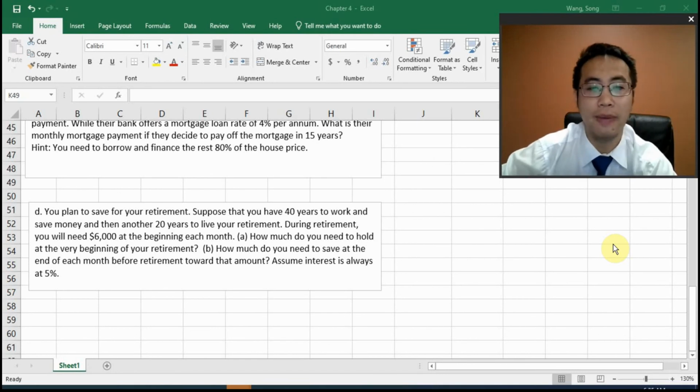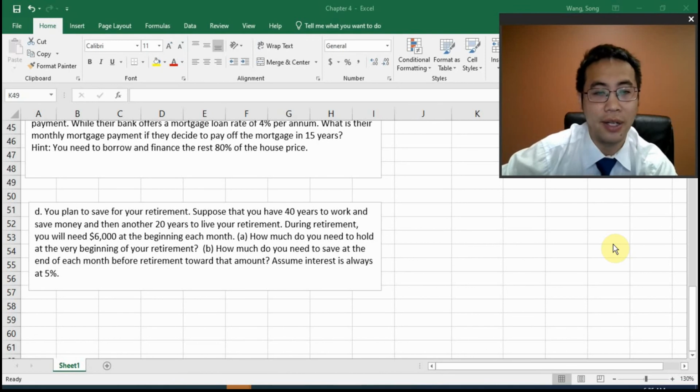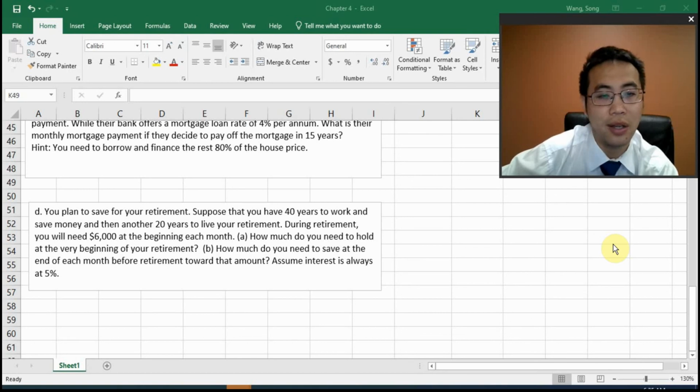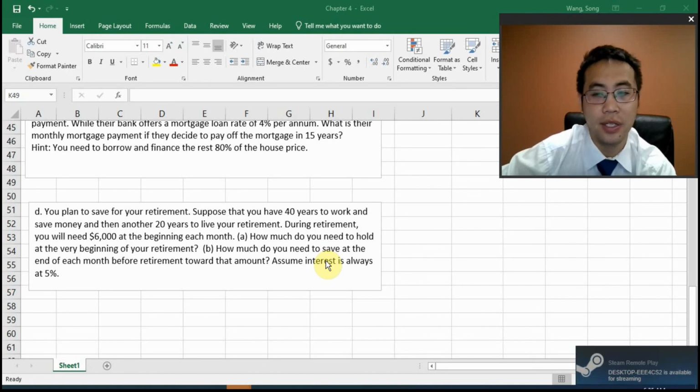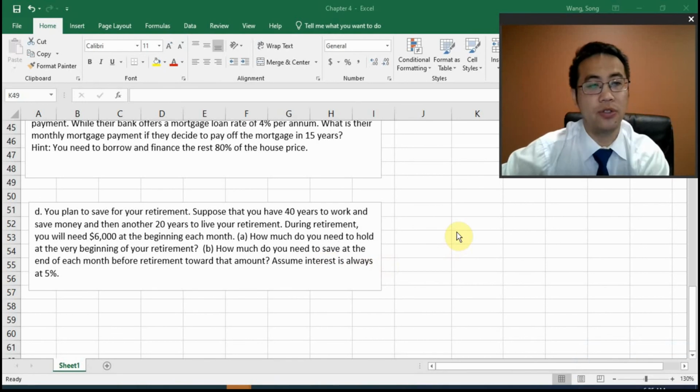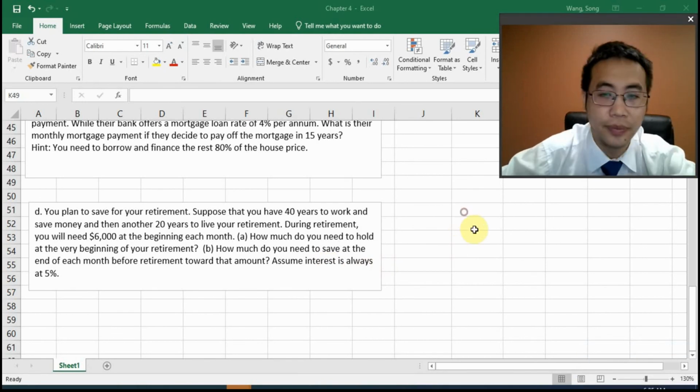You want to know how much money do you need for the retirement. Is that $1 million, $2 million, or some other amount? And the second question I want you guys to answer is how much do you need to save during your working period, and you gotta save at the end of each month after you get a paycheck, which is at the end of each of your working months, and then you put it in a savings account toward your retirement. And interest rate is assumed to be 5%.